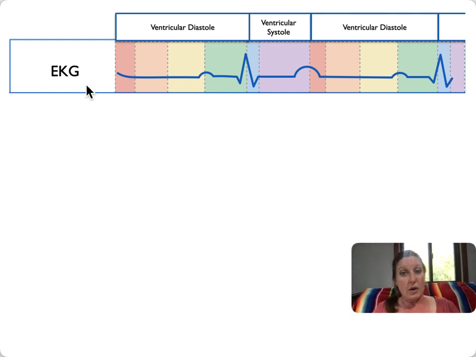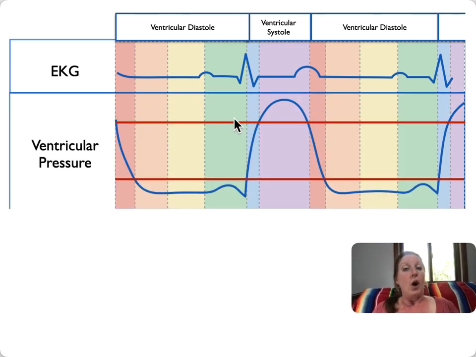The first graph we're going to look at is the EKG, which, as you know, measures the depolarization and repolarization of the muscle cells in the heart. And it's got the P wave, which is where the atria are depolarizing, the QRS complex, where the ventricles are depolarizing and the atria are repolarizing. And then we have the T wave, which is where the ventricles are repolarizing. We're also going to look at how this connects with ventricular pressure.